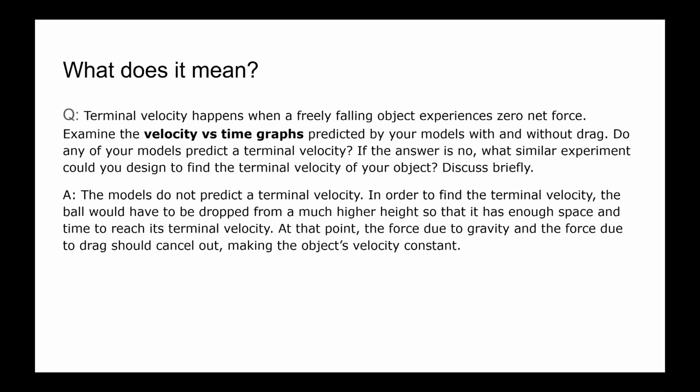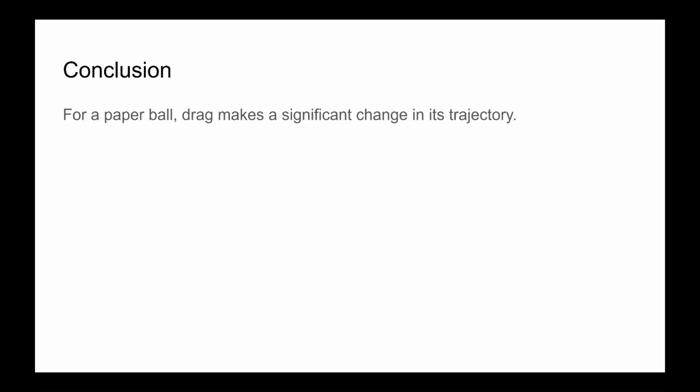For terminal velocity, my models do not predict a terminal velocity. In order to find the terminal velocity, the ball would have to be dropped from a much higher height so that it has enough space and enough time to reach its terminal velocity. At that point, the force due to gravity and the force due to drag should cancel out, making the object's velocity constant. So in conclusion, for a paper ball, drag makes a significant change in its trajectory.